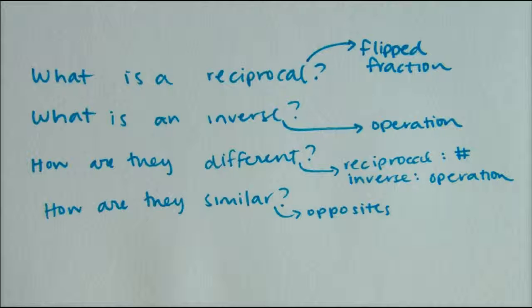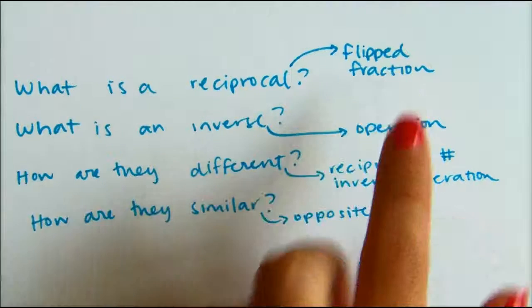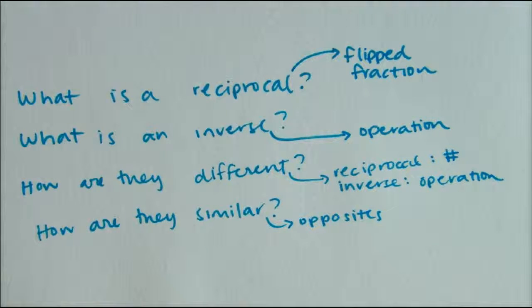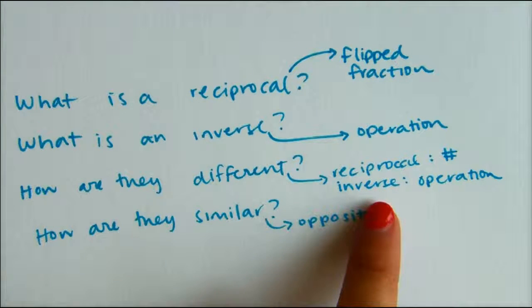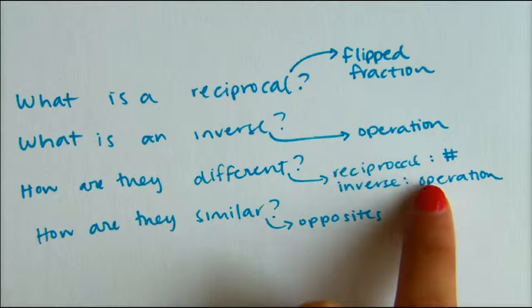So with a reciprocal, we use reciprocals when we are finding flipped fractions. So a reciprocal is a flipped fraction. With inverses, we often think of operations like addition and subtraction being inverses, or multiplication and division being inverses. Some ways that they're different, this came up a lot in different classes: with reciprocals, you're typically dealing with a number, and you're flipping that number, versus an inverse, where you're thinking of an operation.